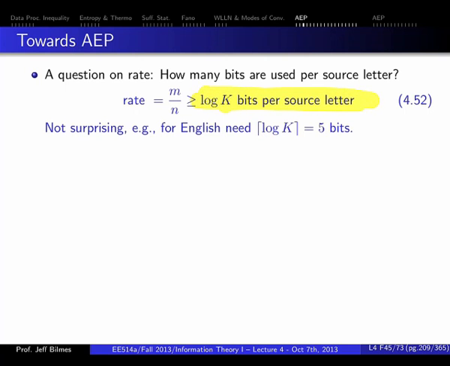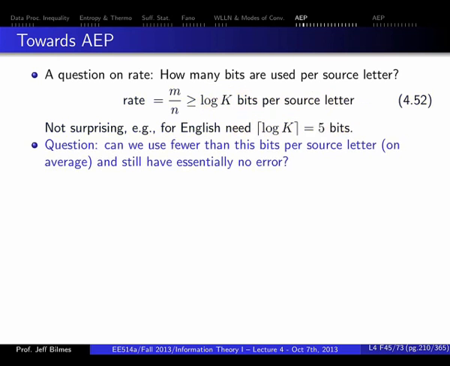So in English, if there are 26 letters, you need 5 bits. The ceiling of log k is 5. The log, again, is always base 2, unless we say otherwise. So for English, we need to represent characters using 5 bits per source letter. Would that be a good code? We talked a little bit about this in lecture 1. Now the question we want to ask is, can we use fewer than this number of bits per source letter on average and still have no error?